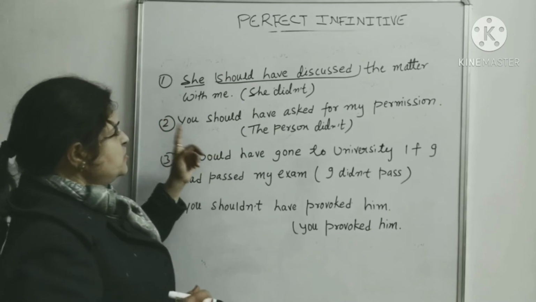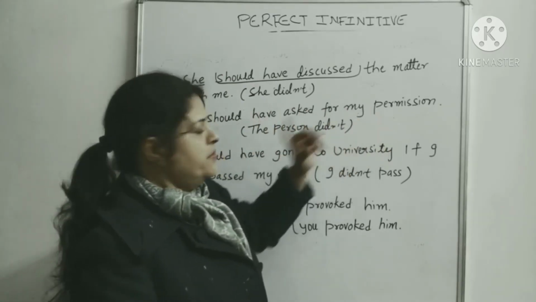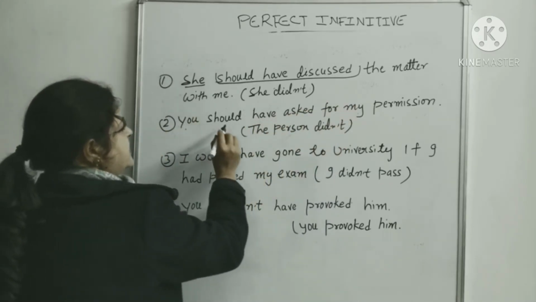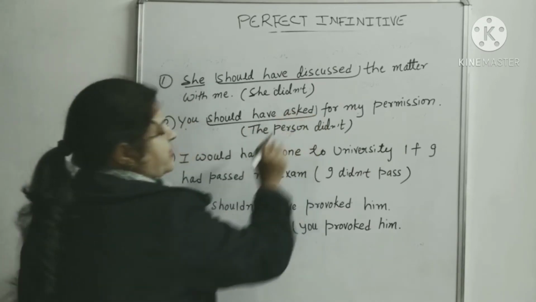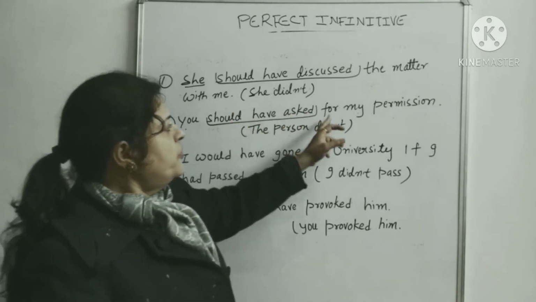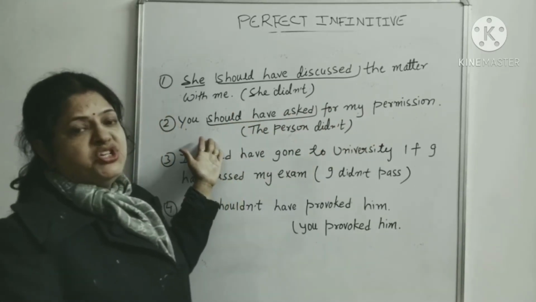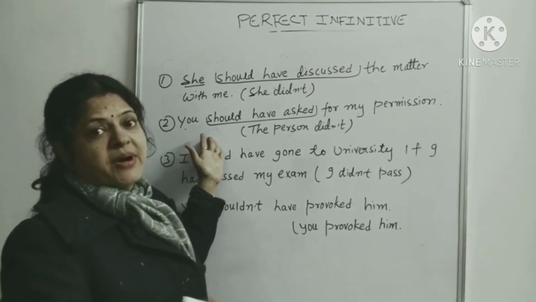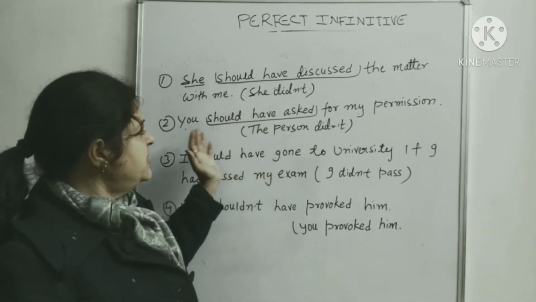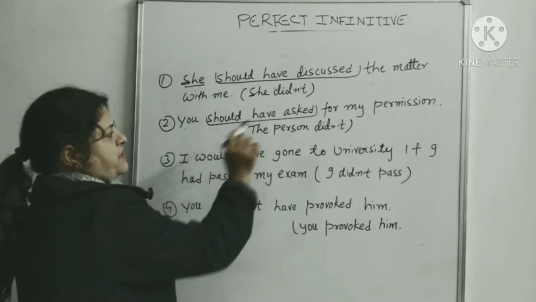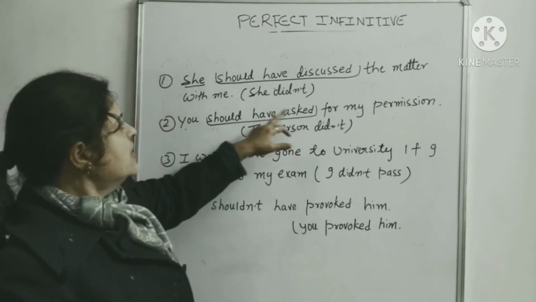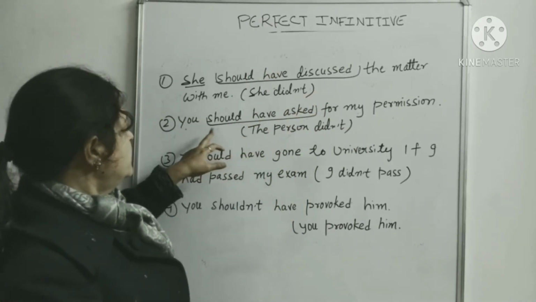ओके, नेक्स्ट. You should have asked for my permission. You subject, then should have asked. Okay, again we have not used to, so this is an example of bare infinitive. You should have asked for my permission. तुम्हें मेरी परमिशन लेना चाहिए था, मेरी परमिशन के बारे में पूछना चाहिए था. तो यहाँ पे the person actually didn't take the permission. इसमें ये जताता है कि इस व्यक्ति ने परमिशन नहीं ली, तो इसीलिए कहा गया should have asked for my permission. क्योंकि have asked आपका परफेक्ट इन्फिनिटिव है और इसके साथ should लगा हुआ है.